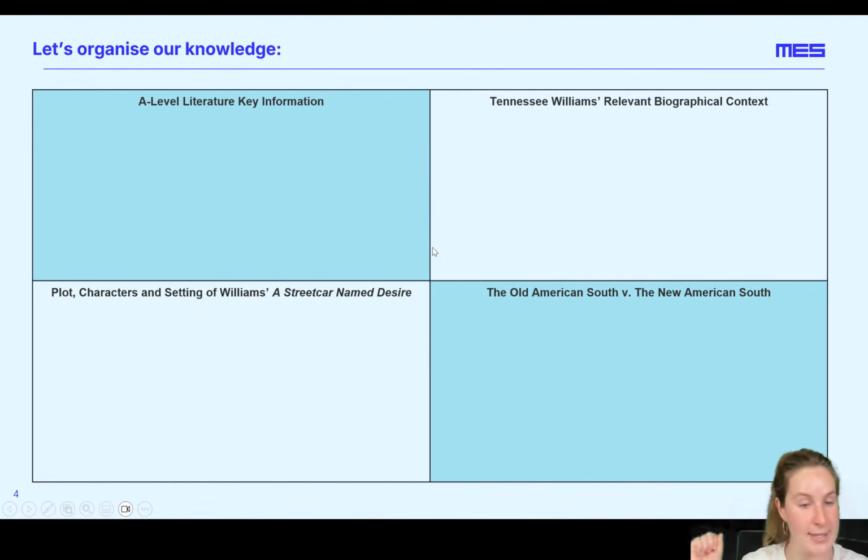We're also going to be looking at Tennessee Williams' biographical context, who he was and what his inspiration, his project might have been in writing this play at this specific time. The plot, setting, and characters of A Streetcar Named Desire. We're going to introduce the play today as well. And then also look at the old American South versus the new American South and how these are different and how this cultural class clash does form the foundations for the tension in the play as well.